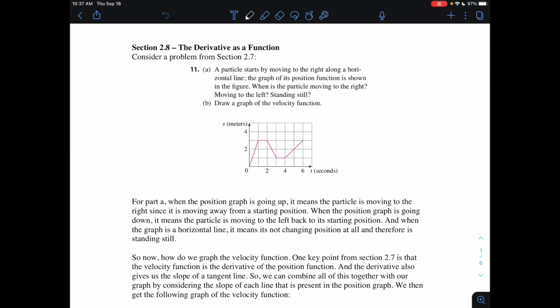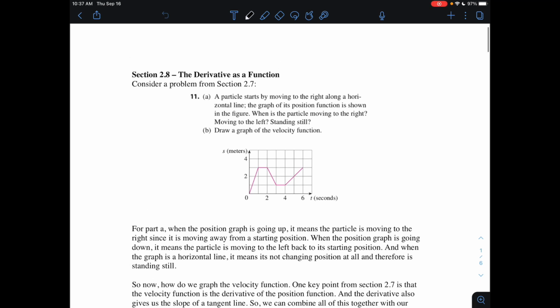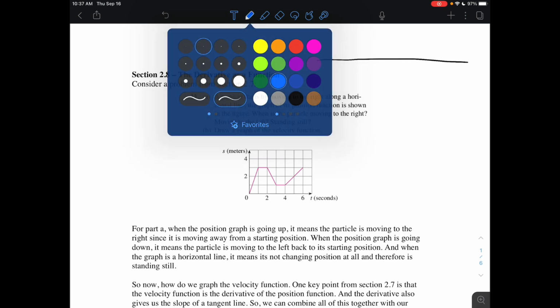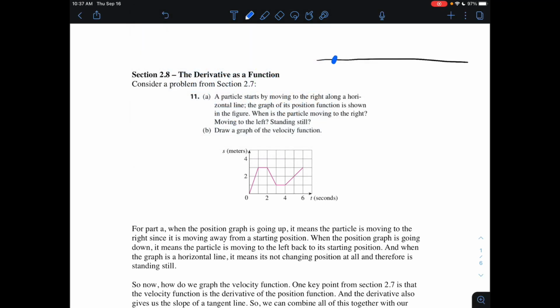When is the particle moving to the right? When is it moving to the left? And when is it standing still? So essentially we have a horizontal line and we have a particle, let's say it's this blue dot, and it's going to start moving, and it does that by moving to the right, and then maybe it moves back to the left, and then maybe at some point it's standing still.